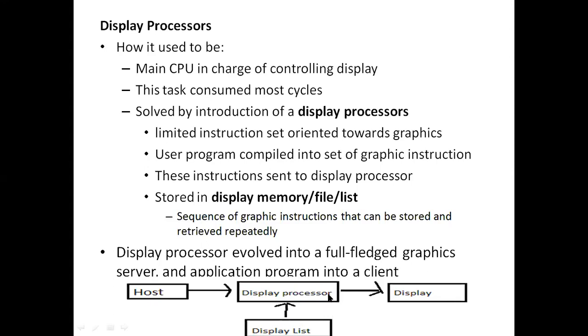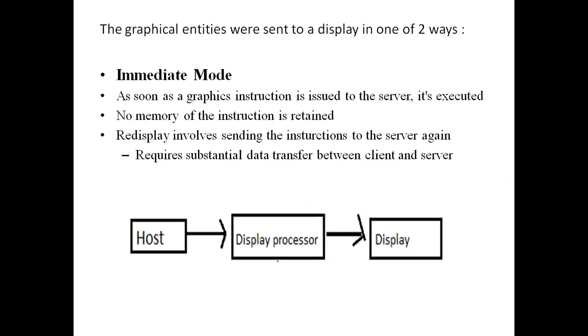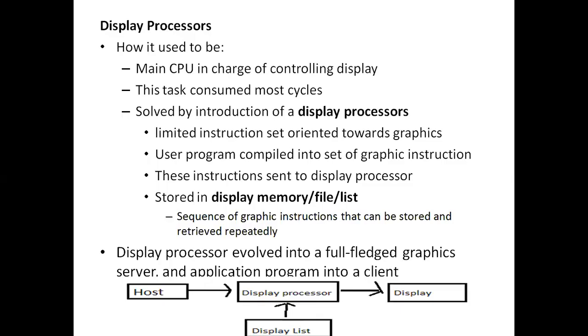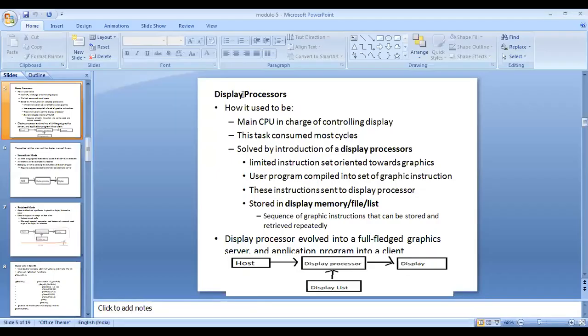Whenever I need that, I don't ask the client to again write all the code, and I will not ask my processor to compile all those codes again. The compiled code will be present in the display processor. I will use that compiled code and display it back. The host part will not be there. That is what a display processor and display list mean. So this is the discussion about display processors.